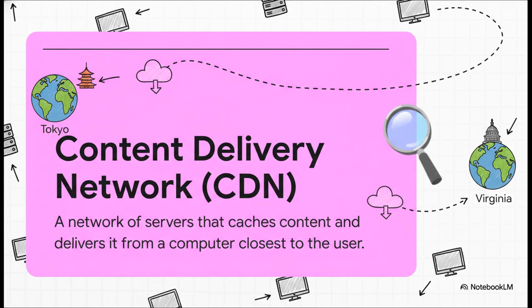Now, let's talk about geography for a second. If your user is in Sydney, should they really have to download an image from a server in New York? Of course not. That's where a CDN, a content delivery network, comes in. It's a global network of servers that just serves the file from whichever one is closest to your user. It's a simple idea that makes a world of difference.